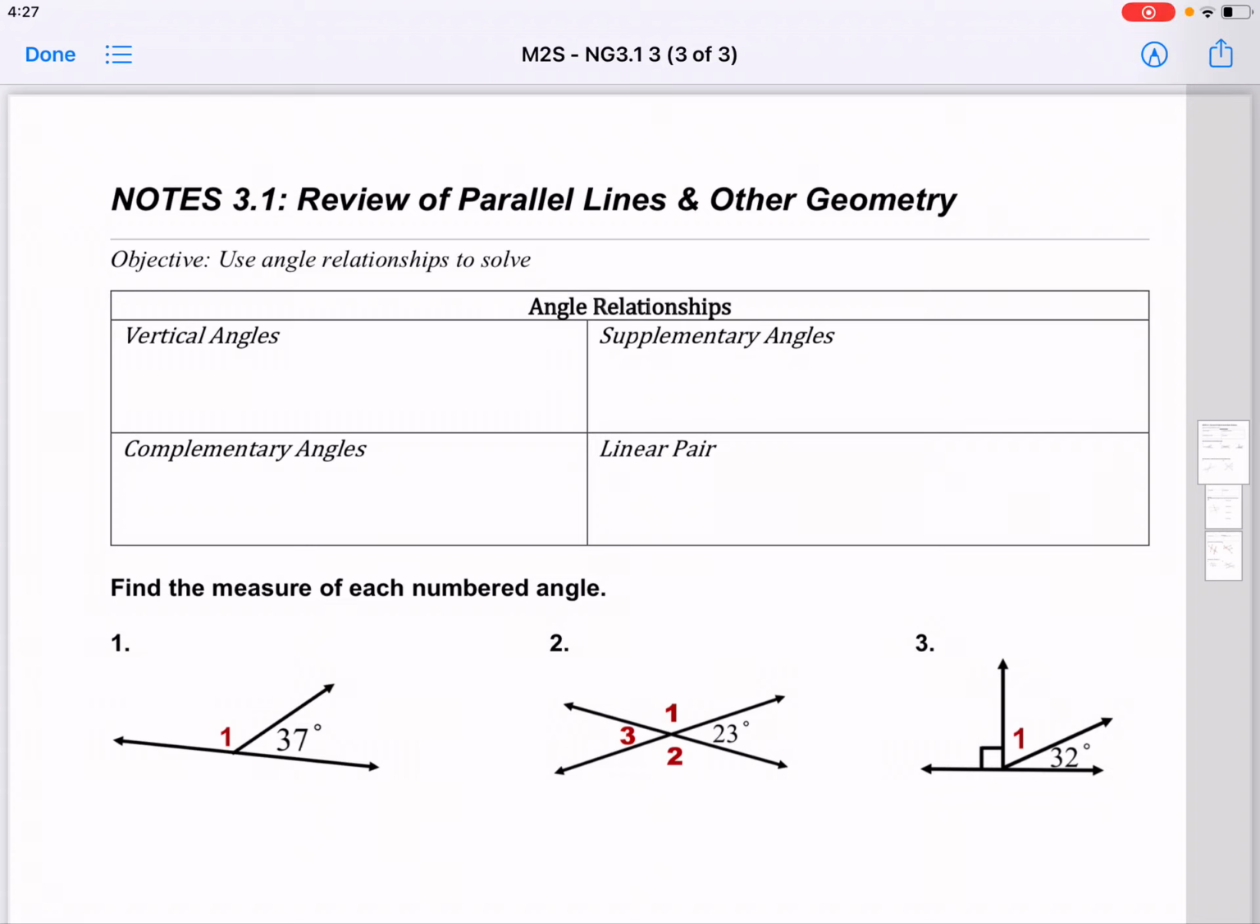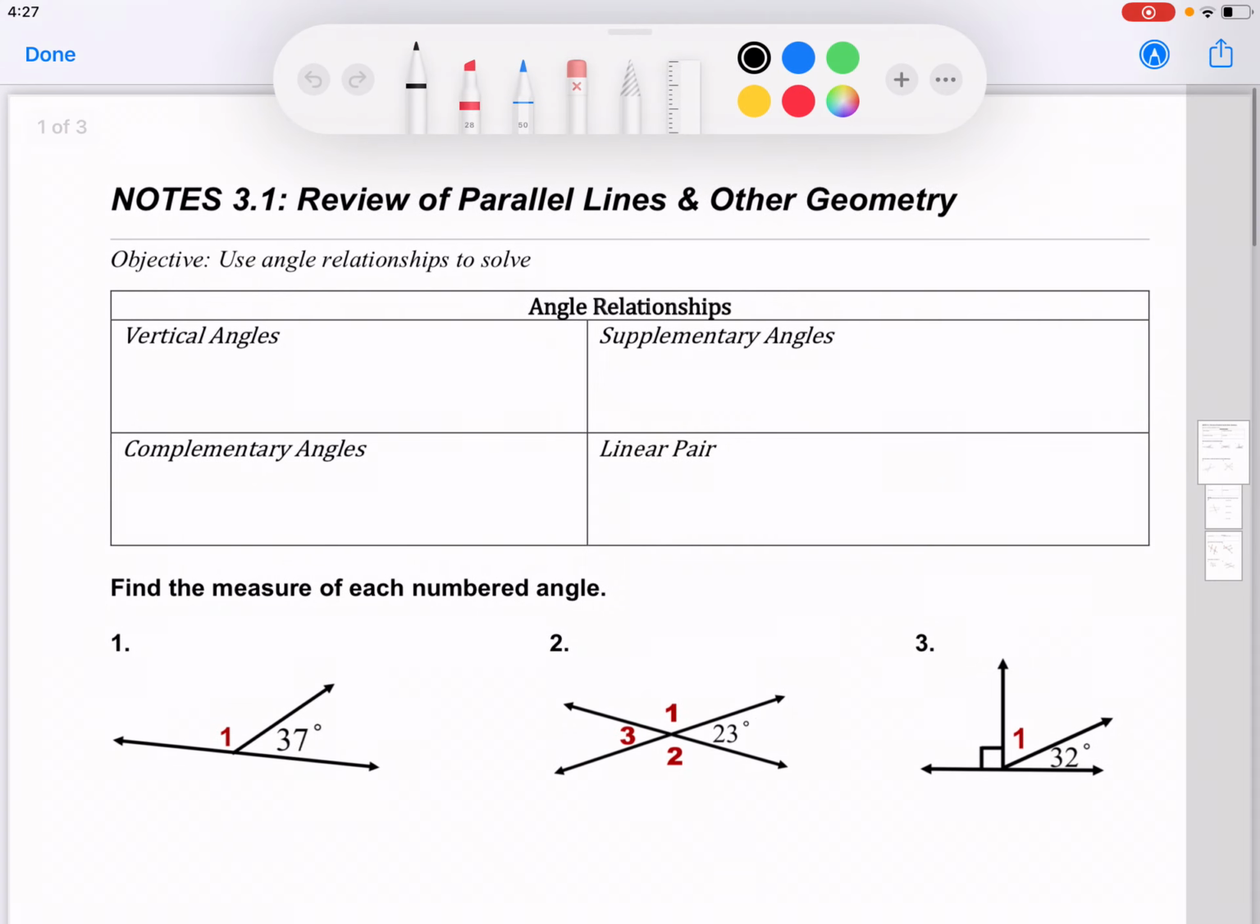So we're going to go ahead and start into geometry now. And the first thing I want to do is review a few of the angle relationships that you have learned in previous classes. One of them is vertical angles. Those are the angles that are opposite each other, and they are equal, okay? So you might have something like this. These two angles right here are called vertical angles.